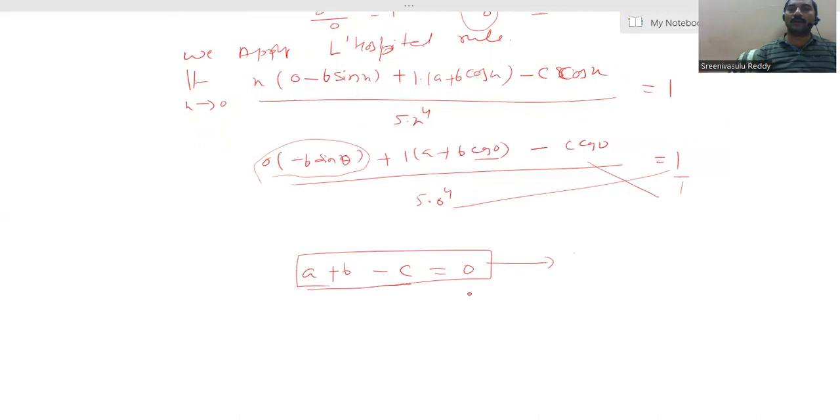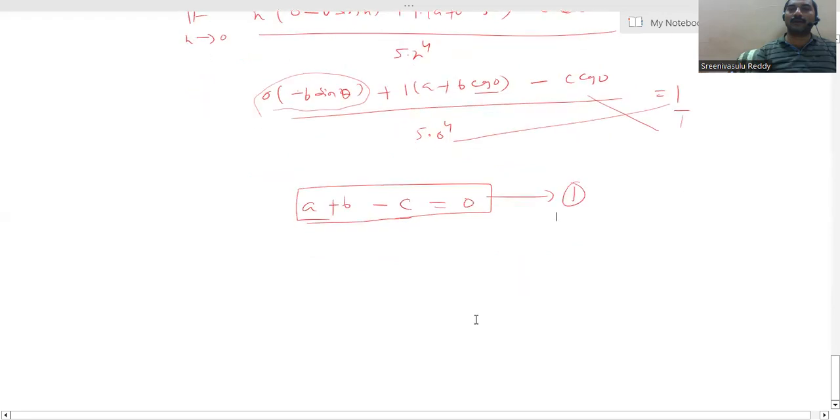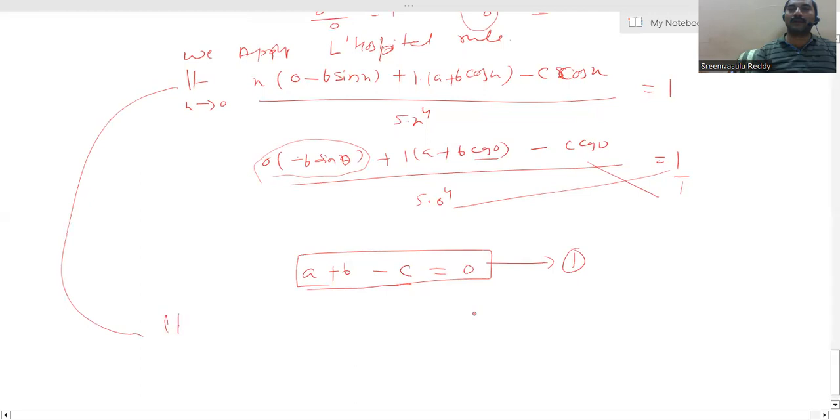But here we have 3 variables, a, b, c. We require at least 3 equations to solve this. So once again we apply the L'Hospital rule for the existing expression. That means you find the second derivative.